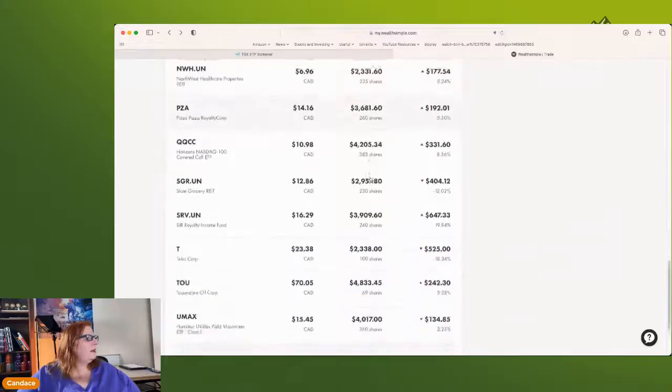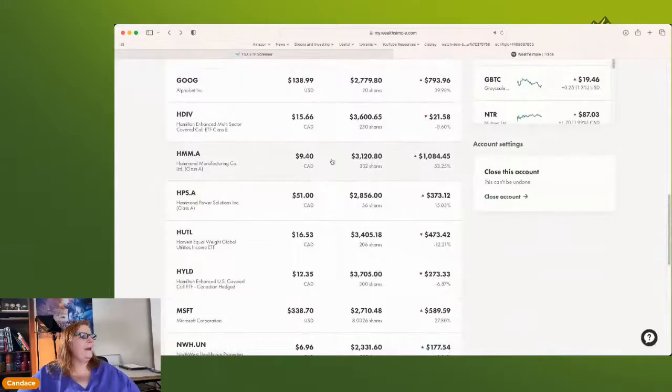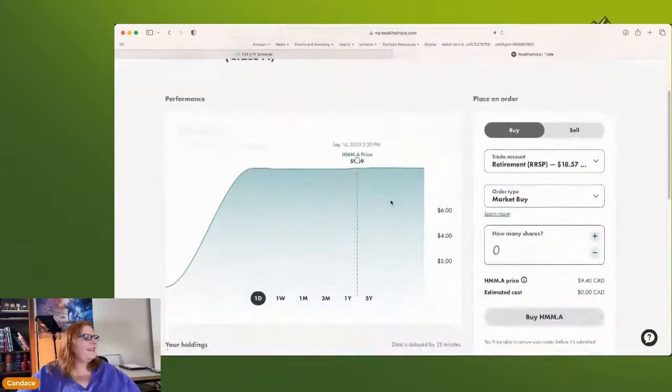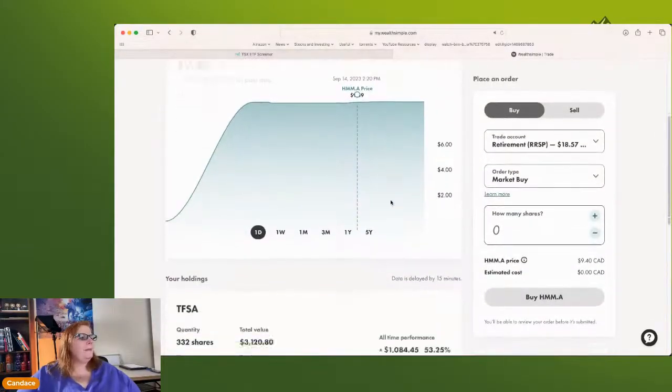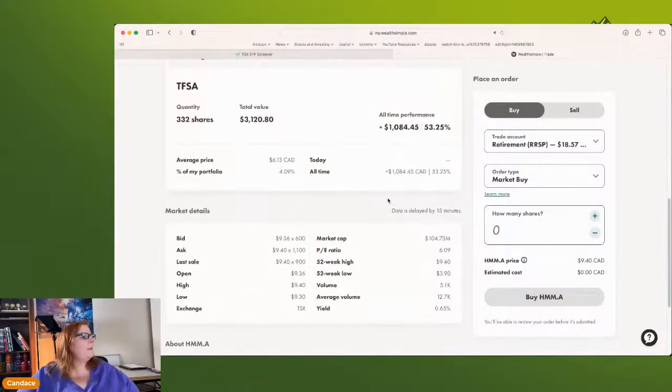While we're in here, yeah, we're talking about dividends, but I do want to show you guys this whole HMM thing. Look at this. This is just crazy. So HMM, I got in here. Right now it's up. I've got 332 shares. It is up $1,084.45. Look at this, 53.25%. That is absolutely a holy banana bread moment if there's ever been one.